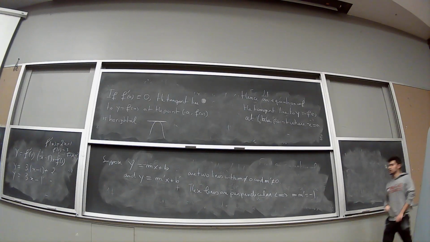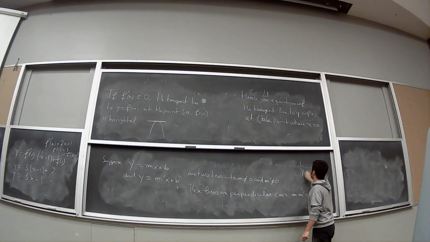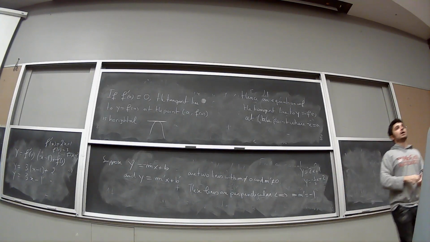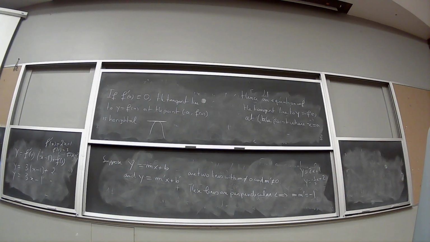So let's double check. The line y is equal to 2x plus 1 and y is equal to minus half x plus 2. Are they perpendicular or not? What is the slope of the first one? 2. What is the slope of the second one? -1/2. Take the product. 2 times -1/2, what is that? -1. So these two lines are perpendicular.